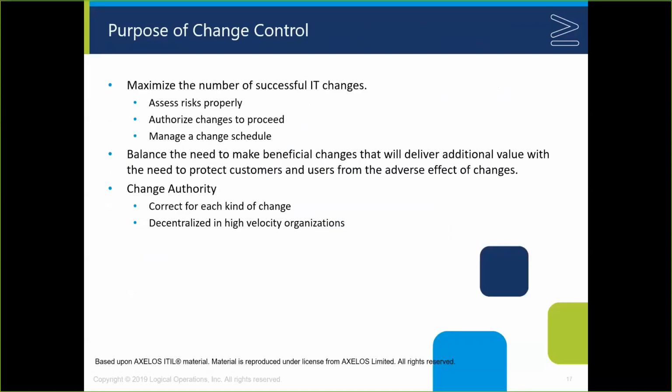We then go into change control, right? Notice they've changed the purpose. The purpose here is maximizing the number of successful changes. They want us to be able to successfully assess risks, but they really focus this on being able to be agile, to be able to maximize change, right? To be able to have some practices by which we can authorize these and to be able to maintain and manage a change schedule to improve visibility.